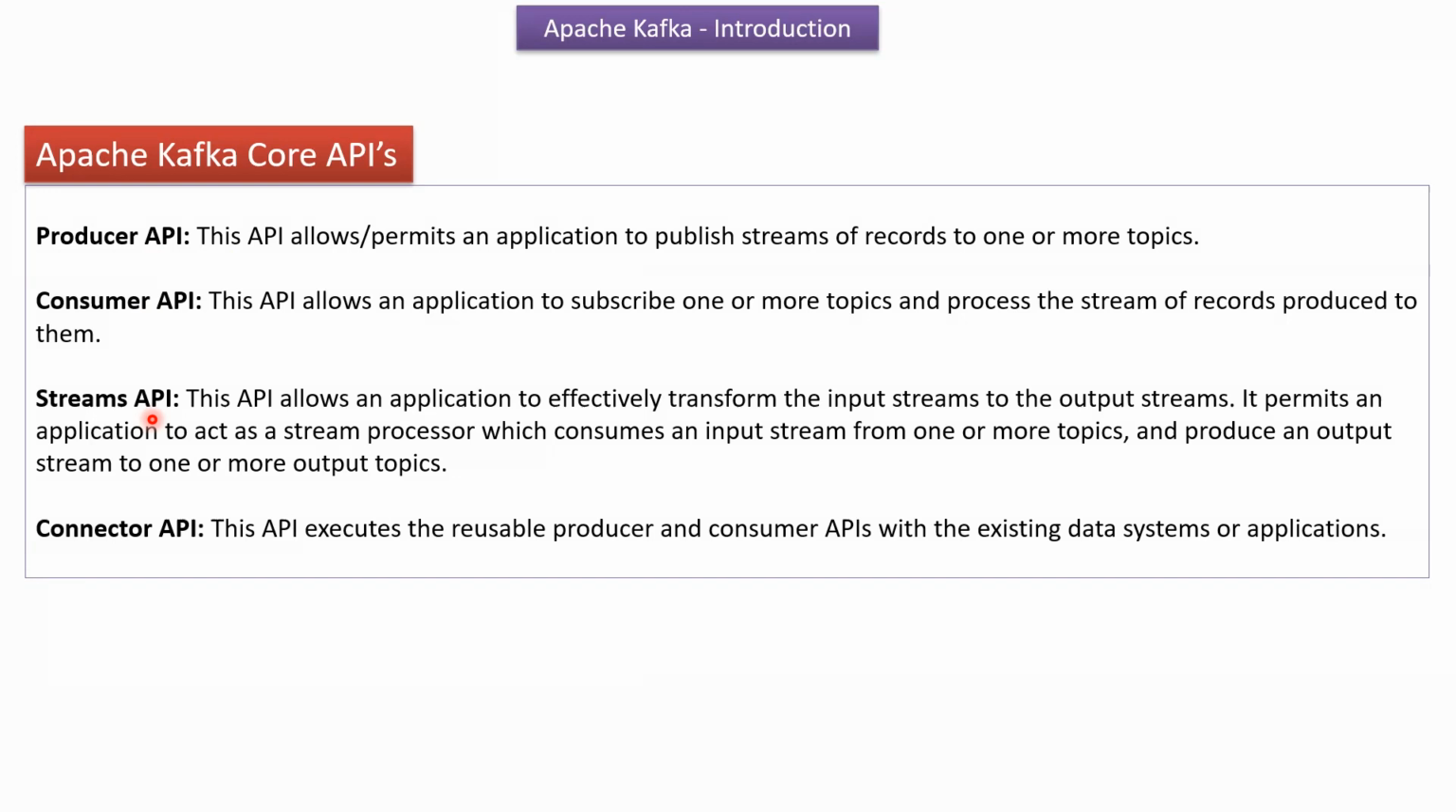Using the Streams API, an application can transform the input streams to the output streams, and it permits an application to act as a stream processor, which consumes the input stream from one or more topics and produces an output stream to one or more output topics. The Connector API executes the reusable producer and consumer APIs with the existing data systems or applications.